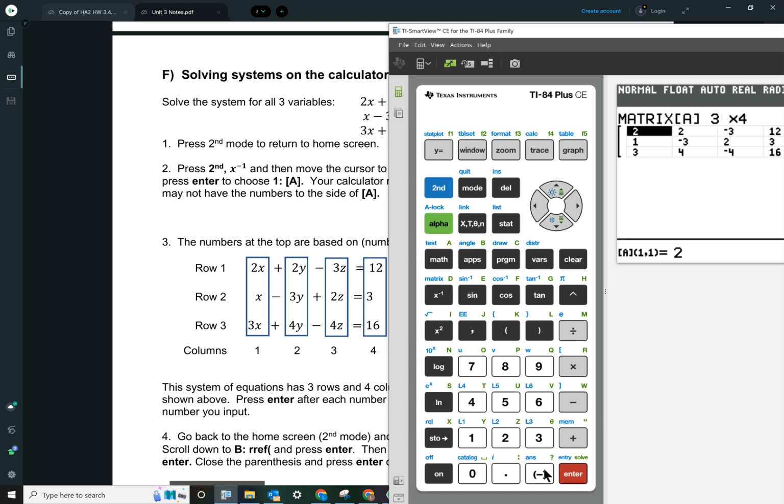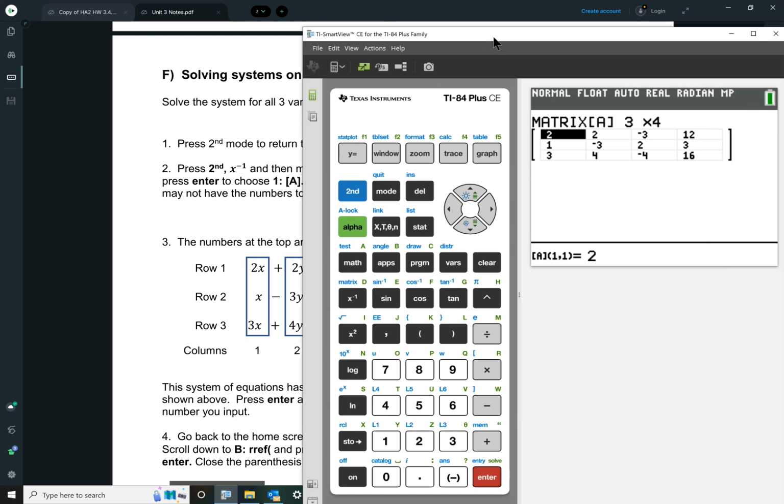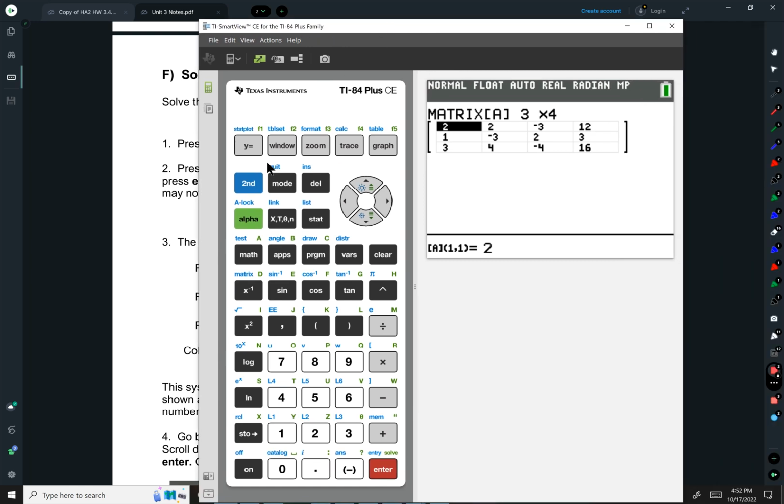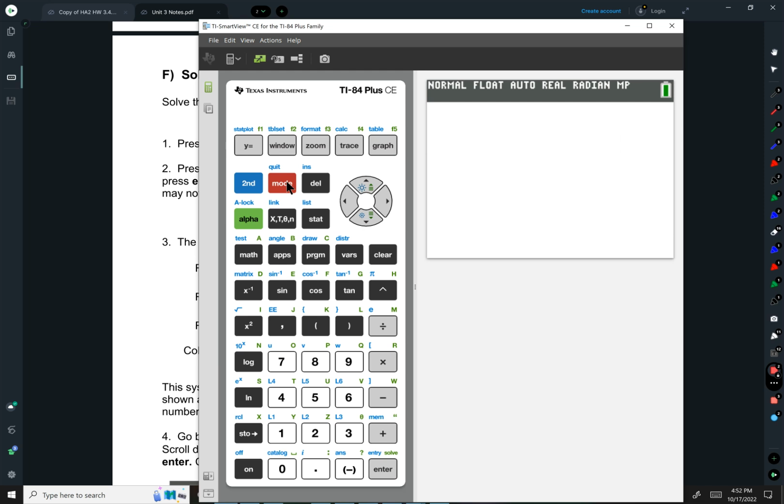All right, and so now I have to tell the calculator to actually solve. The way you solve it is you go back to the home screen. So you're going to press second mode, because notice right above mode it says quit. So quit, second mode, takes you back to the home screen. Now I'm still working with a matrix, so I'm going to choose that matrix function. So second, and then x to the negative 1 is matrix, but this time I don't want to edit a matrix. I have it set up. Matrix A is the one I want to use.